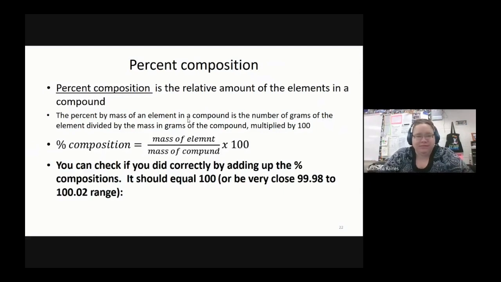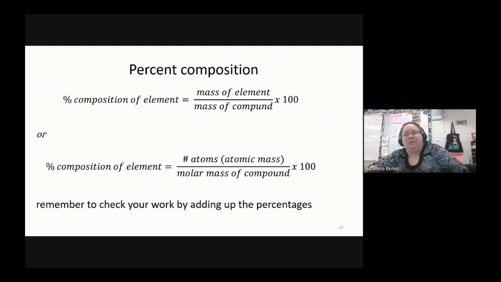Now, due to rounding, sometimes you're going to get something that's slightly off, give or take 0.02%, just a smidgen. But our percent composition is the mass of the element over the mass of the compound. Now, the thing about our mass of our element is we do have to take into account the total number of atoms.